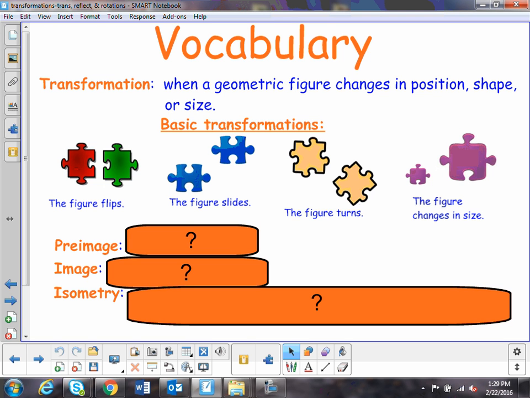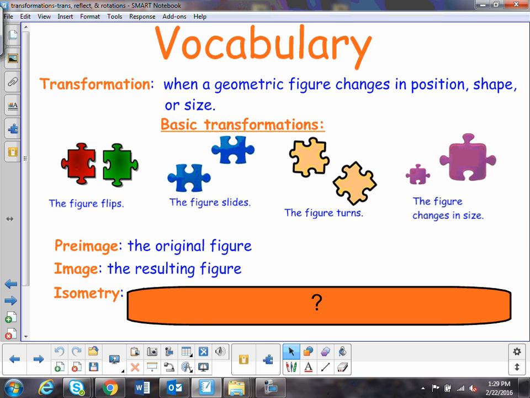You already did pre-image and image. The pre-image is the first picture or the original figure. The image is the resulting figure, so the new one. If you want to write new and old, do that, whatever it takes, because some of y'all got that backwards on the quiz. I said this is the pre-image, this is the image, and yet y'all gave the scale factor or the ratio backwards. This one is the first. This one is the second.